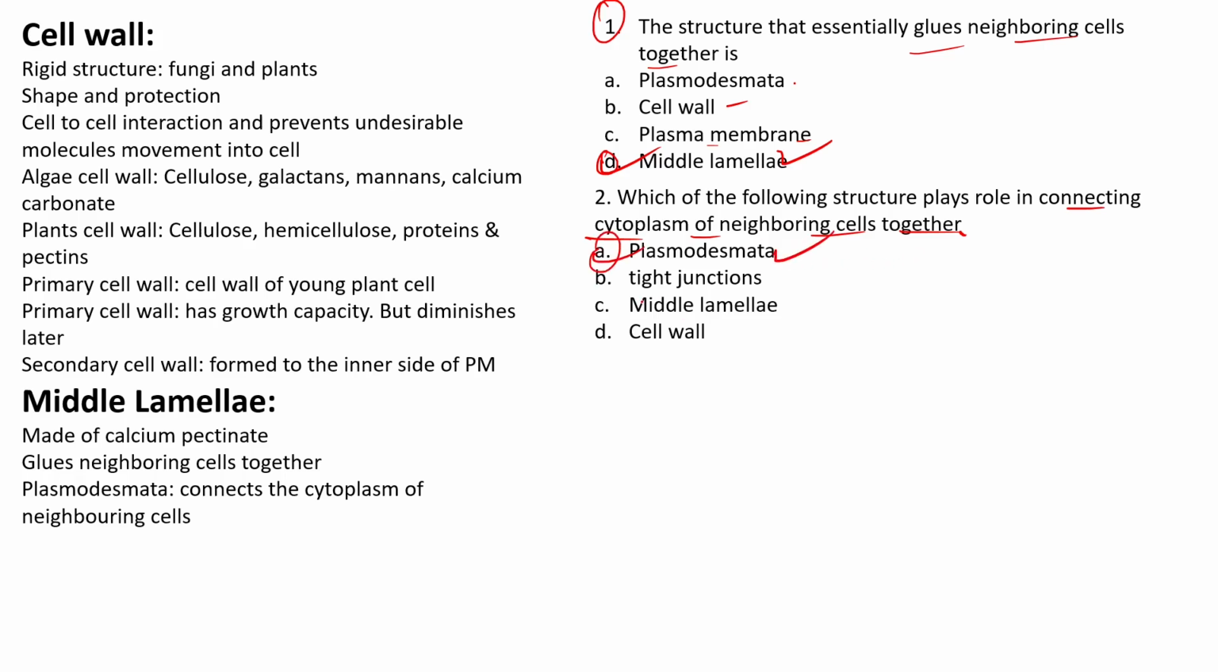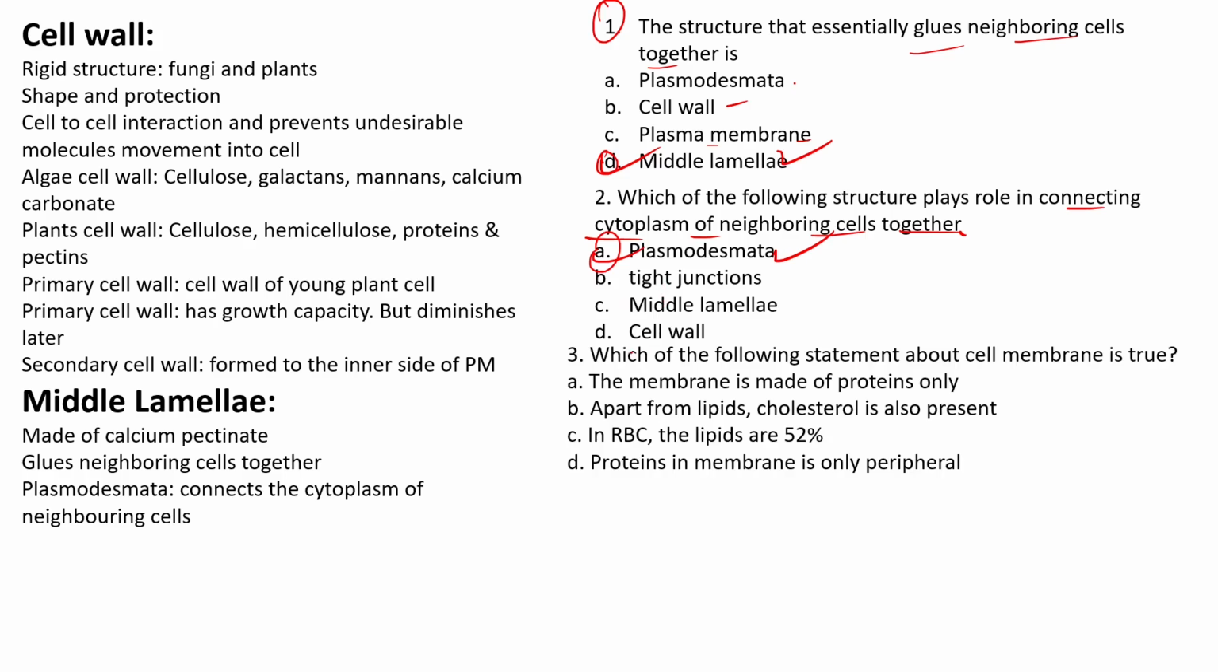Plasmodesmata. The cytoplasm of the two cells is connected directly so that molecules can move from one cell to another cell. Now, which of the following statements about the cell membrane is true? The membrane is made up of proteins only. Apart from lipids, cholesterol is also present. In RBC, the lipids are 52%. Proteins in the membrane is only peripheral.